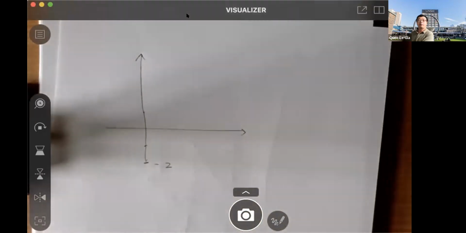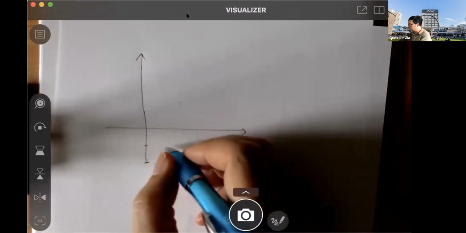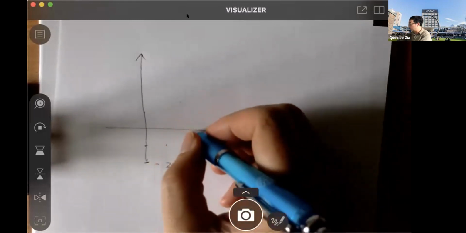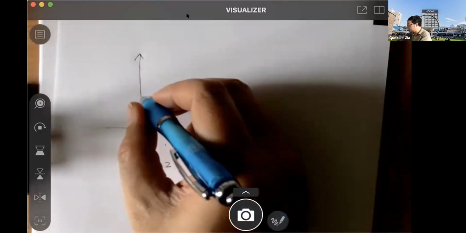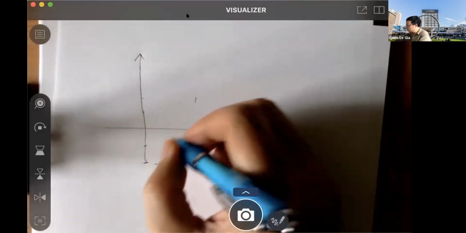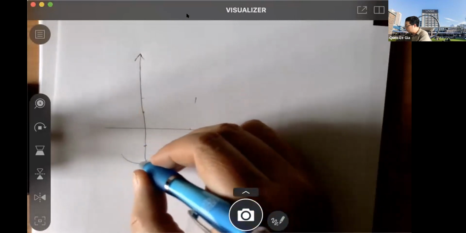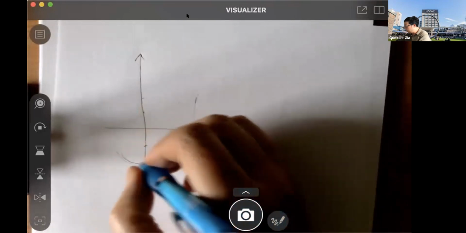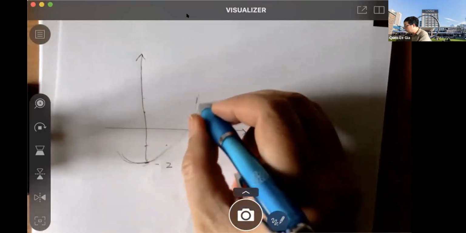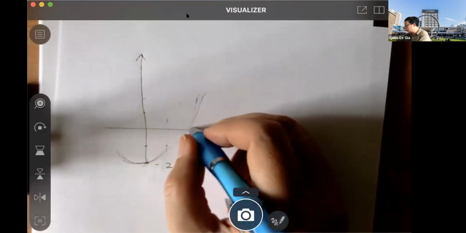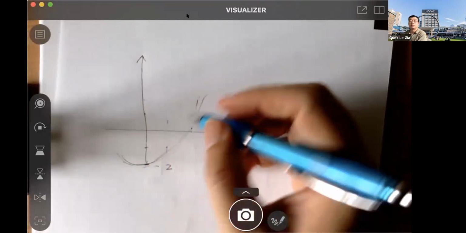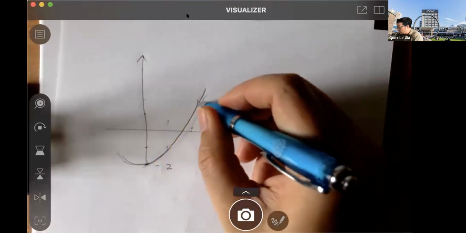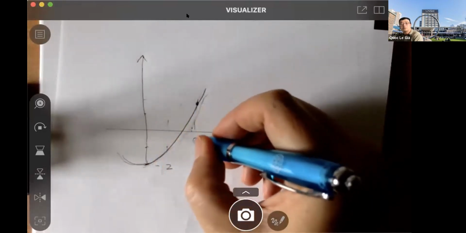And if x equals 2, then you have 2, right? So something like this. So the curve looks like this. A parabola, right? So this is 1 and this is 2.